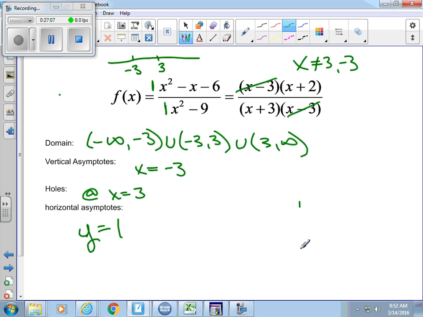I would hope that if I graphed it, don't back up yet, I've still got like 10 minutes, I would hope to see some kind of vertical asymptote at -3 and a leveling off at y equals 1. So I would expect to see something like that, yes.